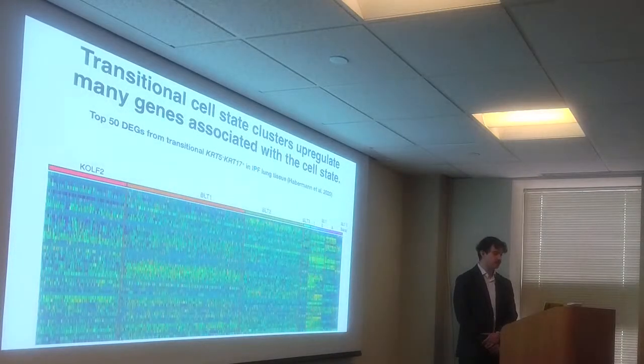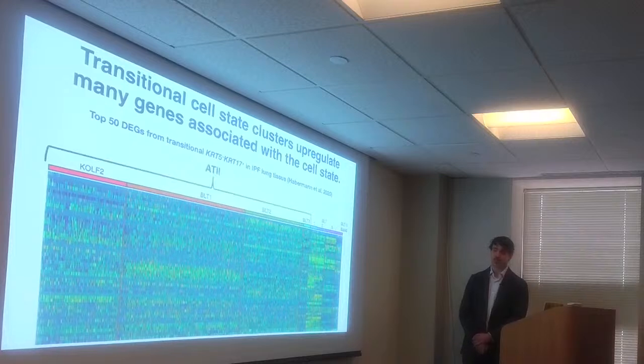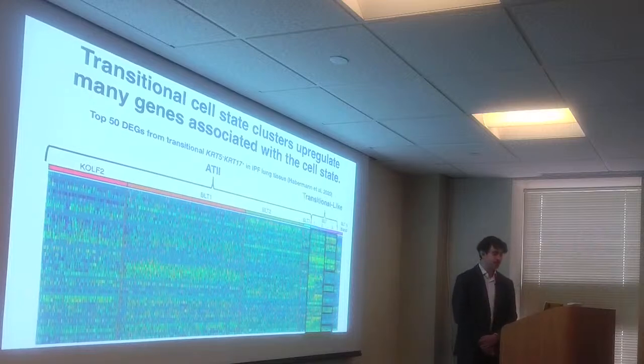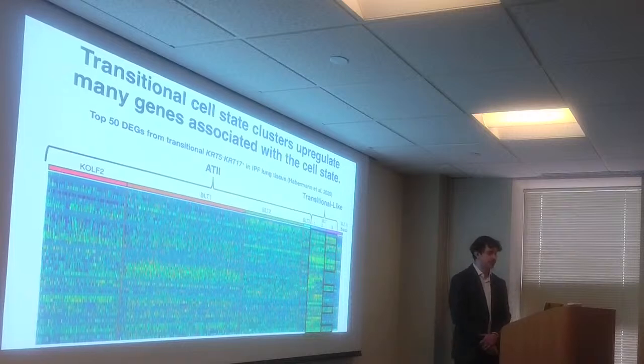And to show this more granularly, this is the top 50 differentially expressed genes from this transitional state in idiopathic pulmonary fibrosis lung tissue. And when showing these top 50 genes on a heat map, we can see our type 2 cell clusters are kind of a dead zone of expression. And in our transitional-like state, we see, especially in BLT 1 and 2, nice robust upregulation of these genes. Of note, BLT 3 here shows upregulation of fewer genes, but still a significant portion. Again, highlighting heterogeneity between genetic backgrounds.